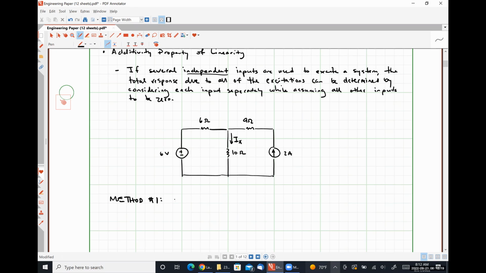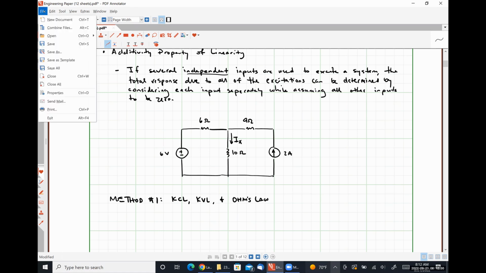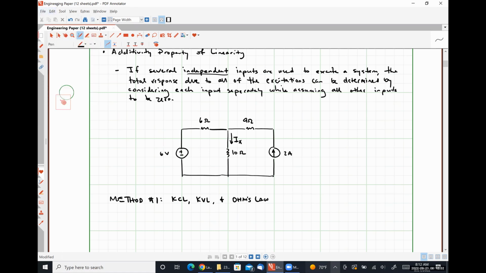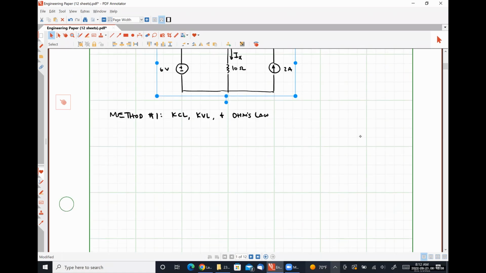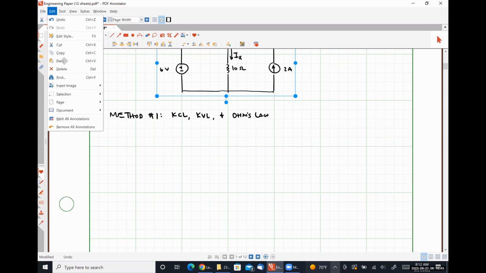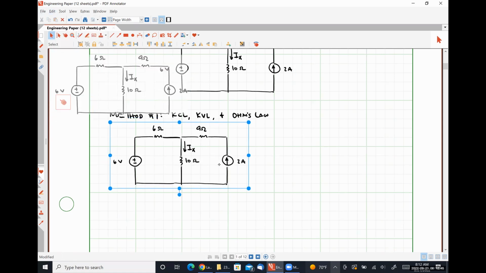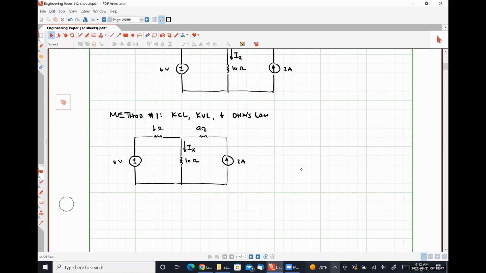So method number 1, KCL, KVL, and Ohm's law. I'm going to make a quick copy of this circuit, and we're going to paste it down here and talk about the analysis steps that we are going to take.